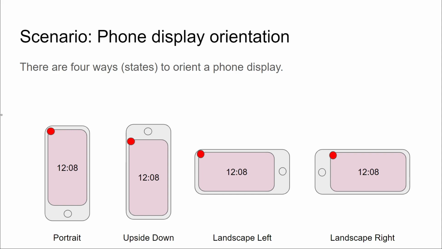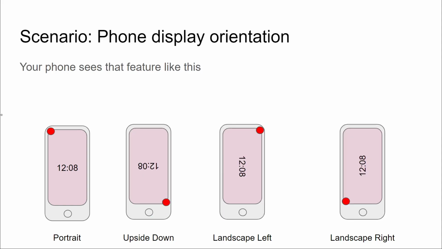So, we have your phones. They have a screen rotation feature. And there's essentially 4 states to orient a phone display. You got the portrait, you got the upside down, landscape left, and landscape right orientations. From your phone's perspective, however, this is just an illusion. It's just rendering the same content in various alternating ways.